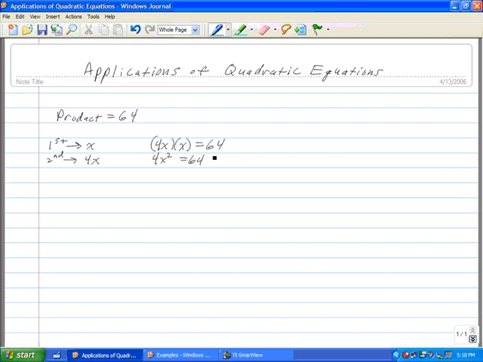And our strategy for solving quadratics is to set everything equal to 0 first. So I'll subtract over the 64, and I'll have 4x squared minus 64 equals 0. Once everything's set equal to 0, we start factoring. 4 is a common factor here. It's the greatest common factor. So I will pull it out. I'll have an x squared minus 16.